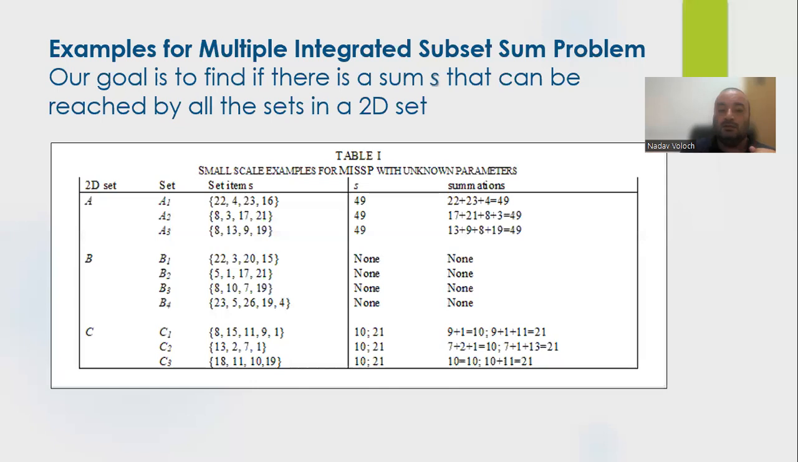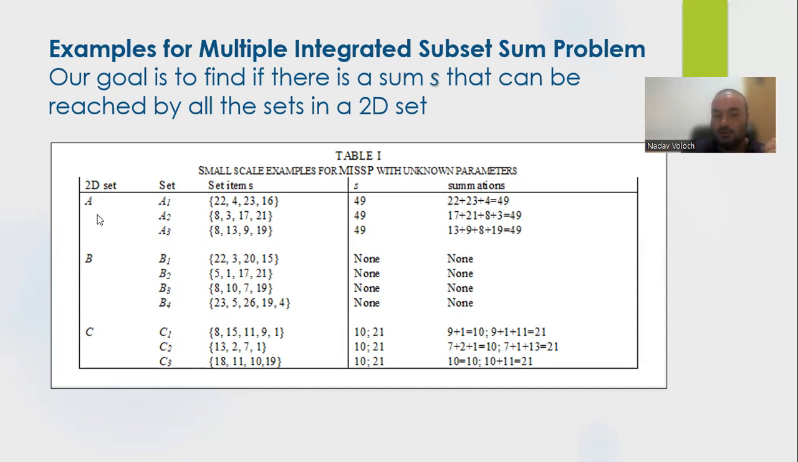And so, as I said before, here's an example of the multiple integrated subset sum problem, abbreviated MISSP. And as I said before, our goal is to reach a certain number. It could be reached, it could not be reached, we don't know. We're checking. That's what the algorithm checks. And we can see an example.